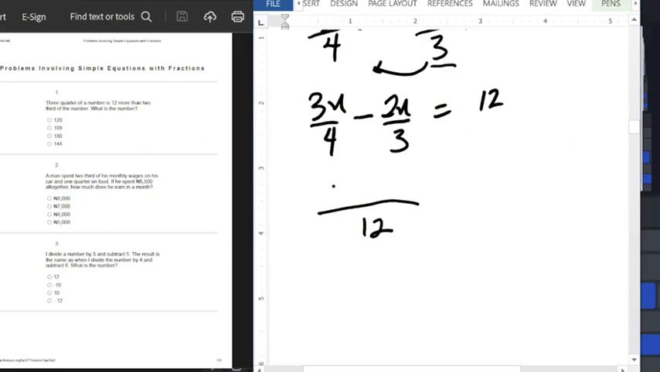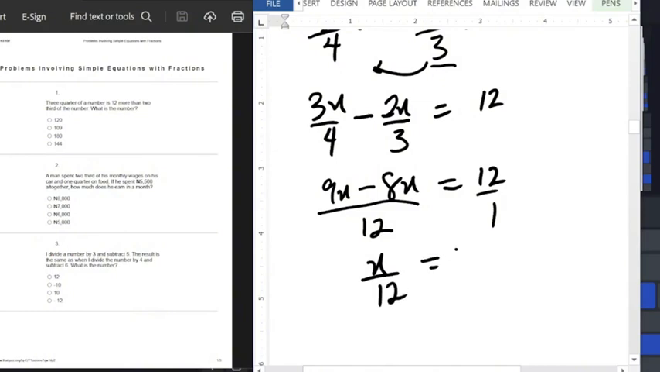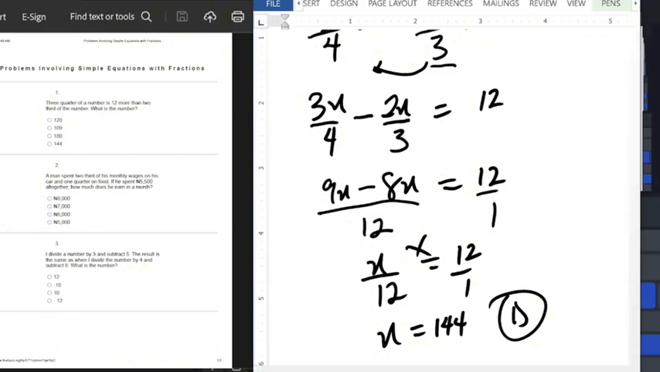3 times 3x, that is 9x, minus 2, 3 in 12 is 4, 4 times 2, that is 8x, equals to 12. So we can make this one over 1. That means x all over 12 equals to 12 over 1. So cross multiply. Therefore, x is equal to 144. And that is option D. I hope that is clear.